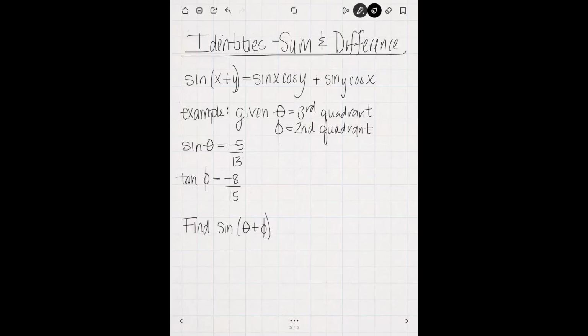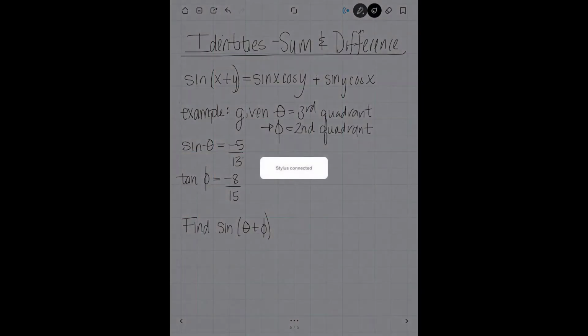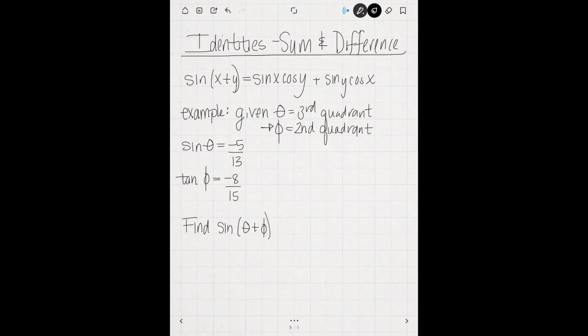Okay, so this problem is going to be an example of the sum or difference identity for sine. So basically it's saying the sine of two angles added together. Here's the identity on how to figure this out. So the example says, given that theta is in the third quadrant and phi is in the second quadrant, that the sine of theta is negative 5/13 and the tangent of phi is negative 8/15, they want you to find the sine of the sum of the angles, theta plus phi.